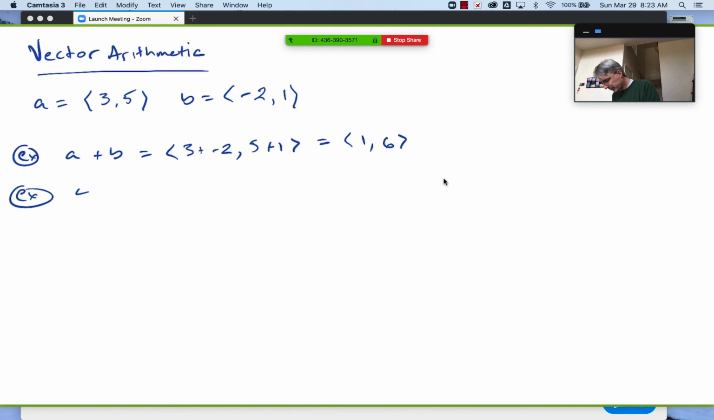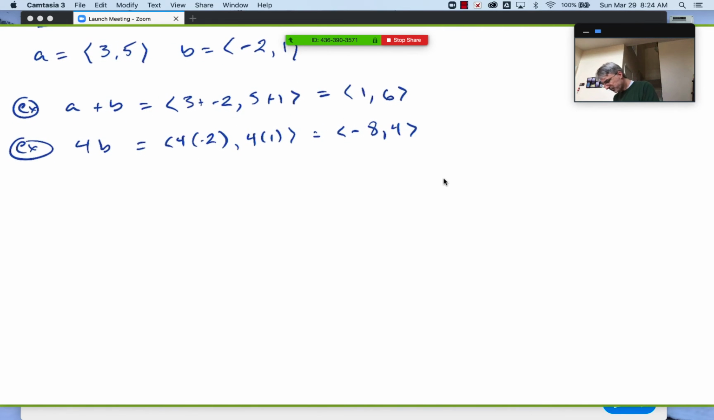Also, if I say, what is 4 times b, that's just distributing. So 4 times negative 2, and then 4 times 1. And so negative 8, comma 4. So this second vector, this second example, that 4b is a multiple of the first vector.